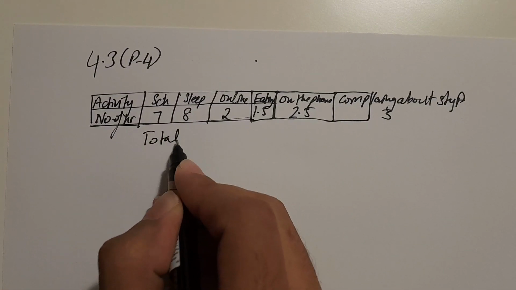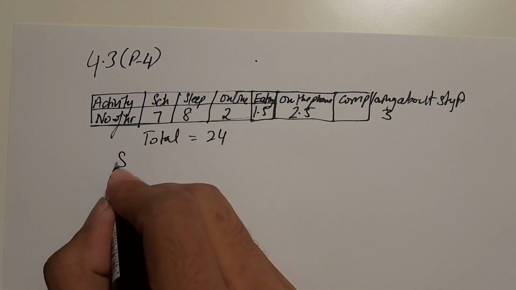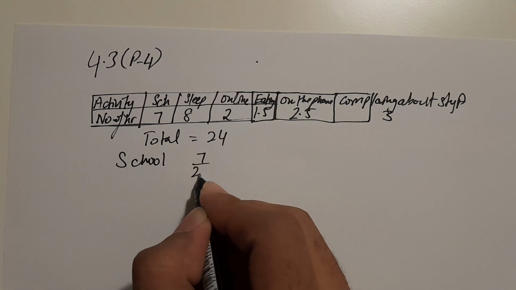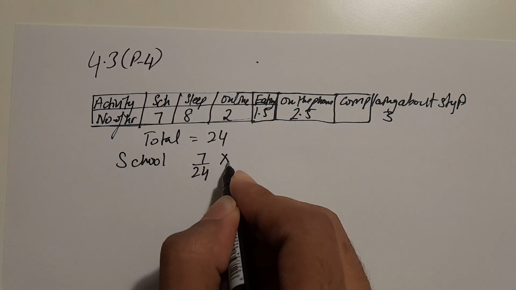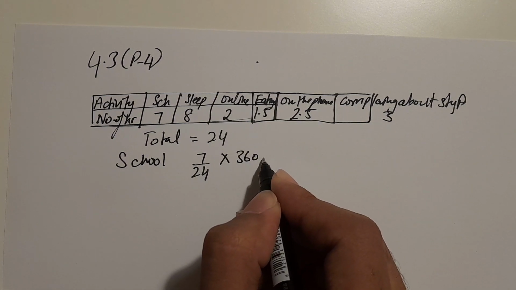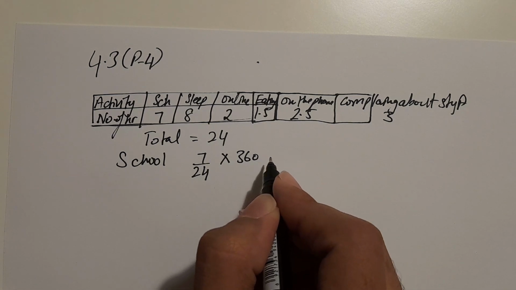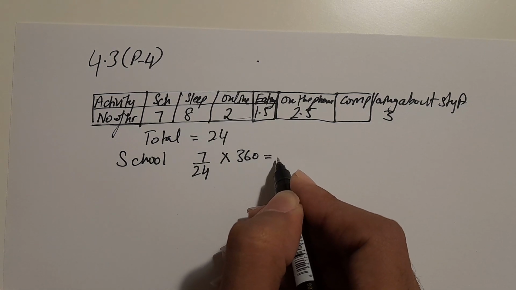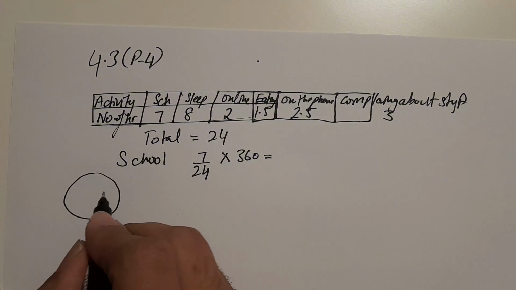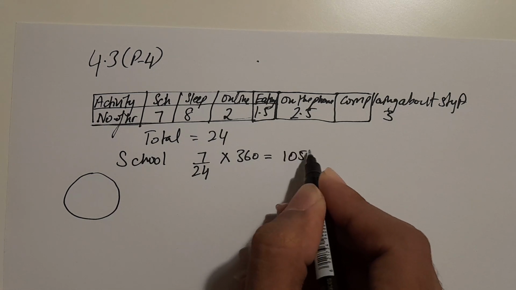So now we will write the total number of hours. The total number of hours is 24, and out of which for school it is 7 out of 24 multiplied by 360. We have to represent this as the degrees that will be included in the pie chart. In this we have to represent the angle. So if we convert this, that will be 105 degrees.